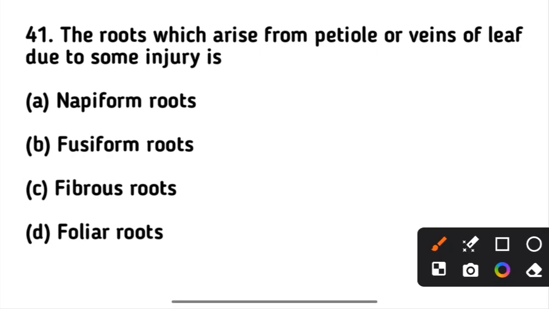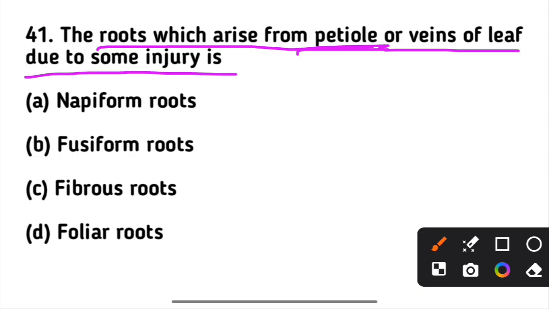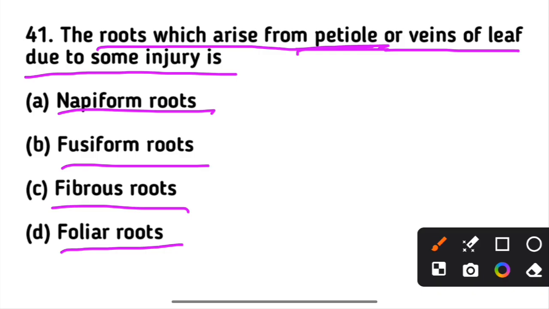Next question. The roots which arise from petiole or veins of leaf due to some injury are: napiform roots, fusiform roots, fibrous roots, foliar roots. Option D is correct, foliar roots. The roots which arise from petiole or veins of leaf due to some injury are foliar roots.